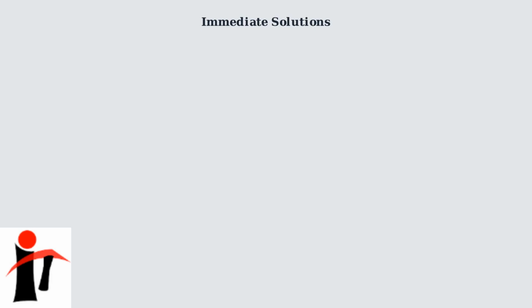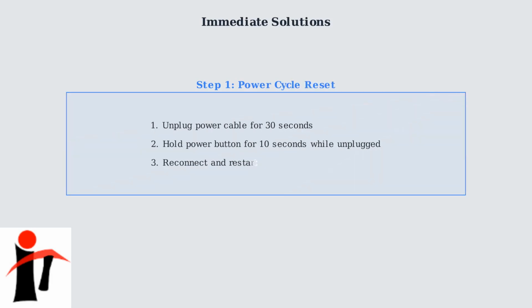Now let's walk through the immediate solutions you can try, starting with the most effective method that resolves 67% of loading issues. The power cycle reset is the most effective immediate solution. Unplug the power cable for 30 seconds, then hold the power button for 10 seconds while it remains unplugged. Finally, reconnect everything and restart the box.